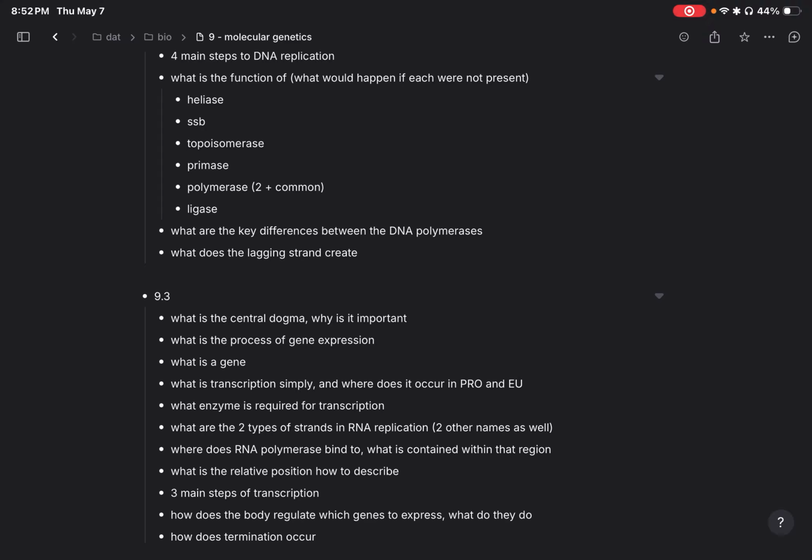So, what are the key differences between the DNA polymerases? Like I said, polymerase 3 is responsible just for adding nucleotides in the 5' to 3' direction from the replication fork, and then polymerase 1 is just responsible for removing the RNA primer and just replacing it with DNA nucleotides. So yeah, let me see if I'm missing anything.